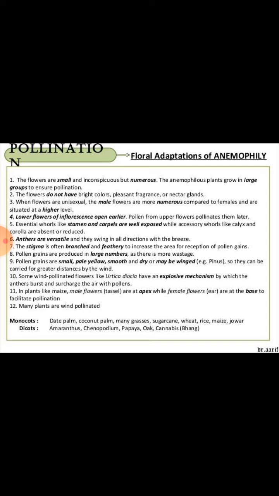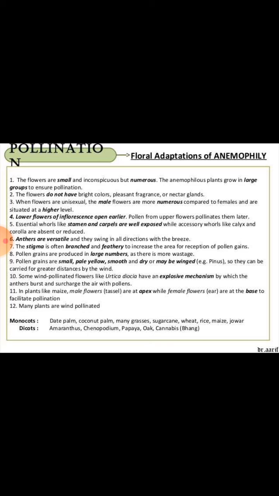Stigma is branched and feathery, which increases the reception of pollen grains because it captures the pollen grains. Pollen grains are produced in large numbers because there is more wastage. They are small, pale yellow and smooth, and mostly winged pollen grains are there. Anemophily is also seen in Pinus, a gymnosperm.